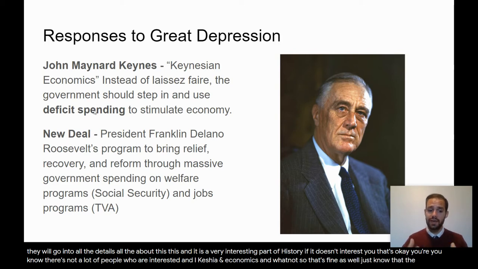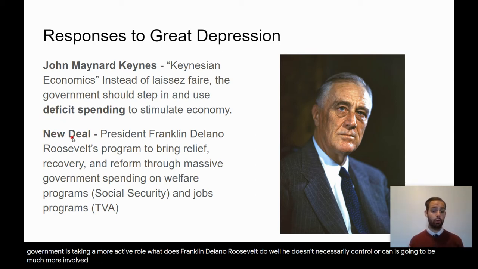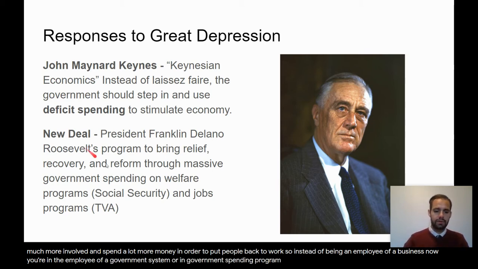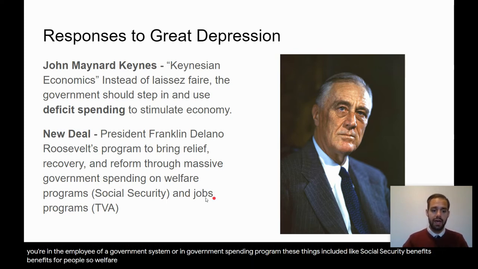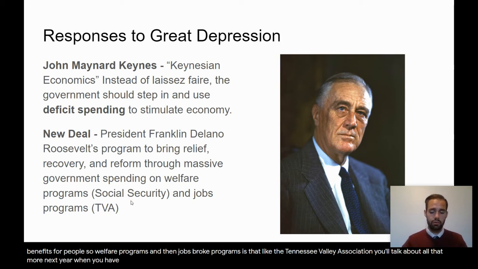Just know that the government is taking a more active role. What does Franklin Delano Roosevelt do? Well, he doesn't necessarily control or constrain businesses, but the government is going to be much more involved and spend a lot more money in order to put people back to work. So instead of being an employee of a business, now you're the employee of a government system or a government spending program. These things included social security benefits for people, so welfare programs, and then jobs programs as well, like the Tennessee Valley Association. You'll talk about all of that more next year when you have AP US history.